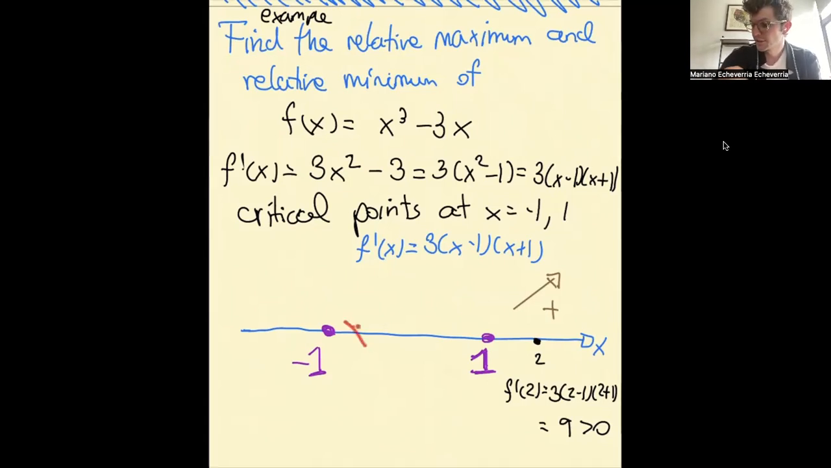Now let's look at this interval, the points between -1 and 1. What do you think is the sign of the first derivative if you choose a point between -1 and 1? Again, it has to be either positive or negative. So what should it be in this case?